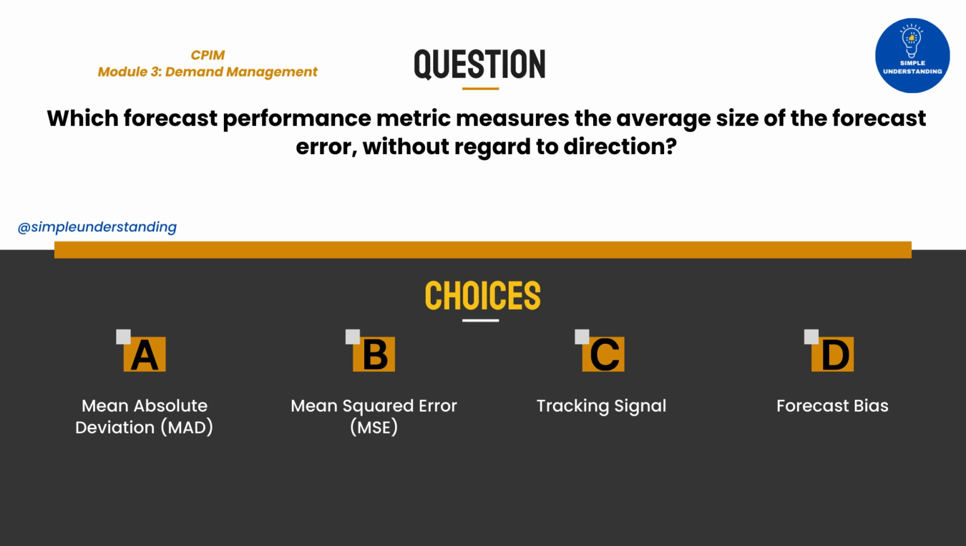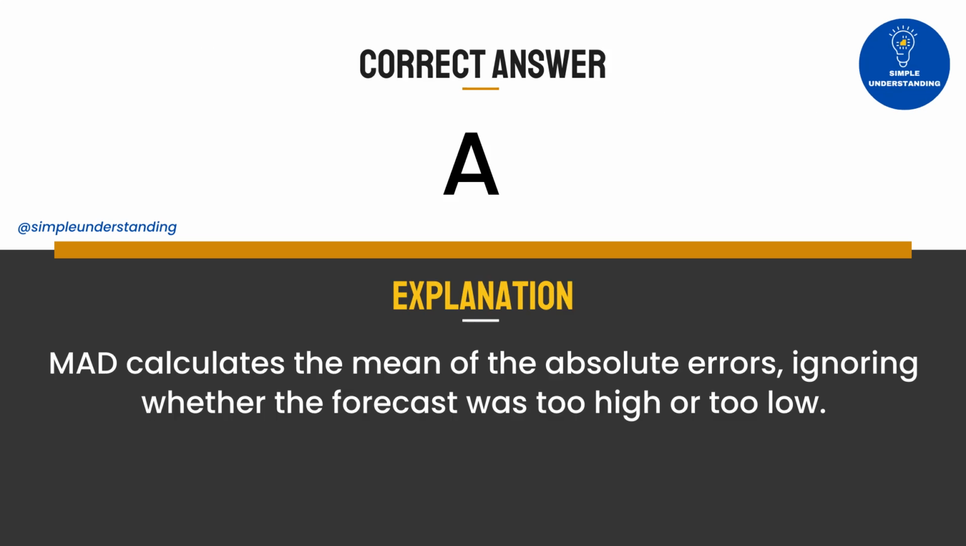Question 8. Which forecast performance metric measures the average size of the forecast error, without regard to direction? A. Mean absolute deviation, MAD. B. Mean squared error, MSE. C. Tracking signal. D. Forecast bias. Correct answer. A. Explanation. MAD calculates the mean of the absolute errors, ignoring whether the forecast was too high or too low.